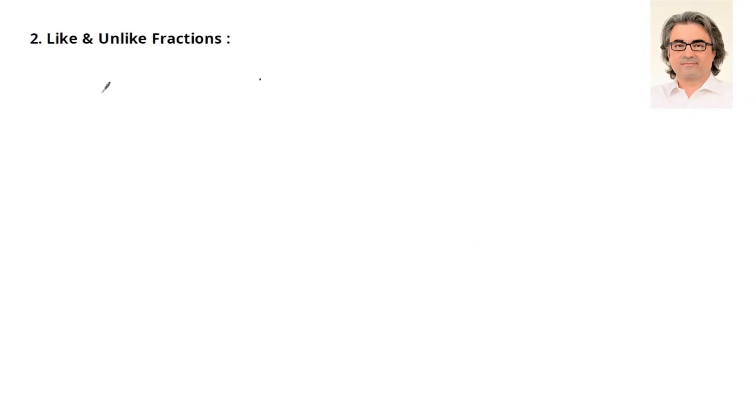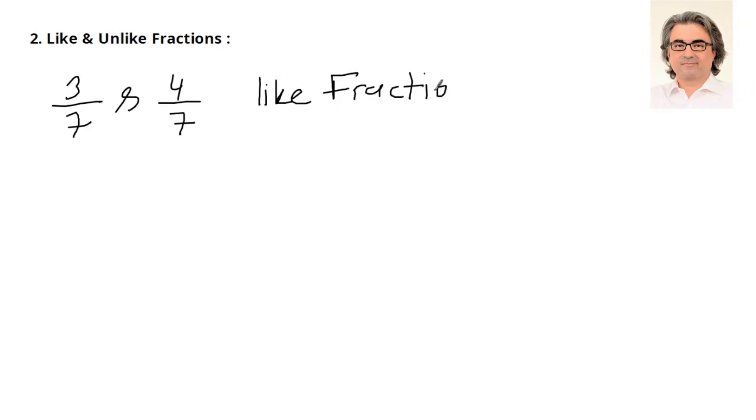Like and unlike fractions. If I am speaking on like and unlike fractions, I should have more than one fraction. For example, 3 over 7 and 4 over 7. Their denominators are equal to each other. Because of this fact, they are like fractions. Like fractions are fractions whose denominators are equal to each other.